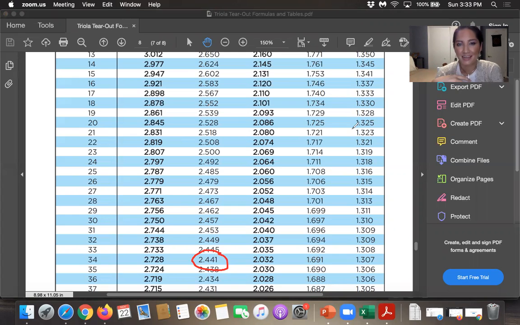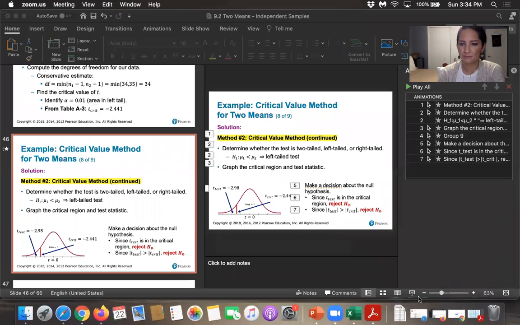But you just multiply by -1 to get the critical value on the left side rather than on the right side. Since it's a left-tailed test, our critical value is going to be to the left of the mean in the student t distribution, and the mean is 0. So it's going to be a negative value. So t is -2.441, using that conservative estimate of the number of degrees of freedom, and remembering that we're dealing with a left-tailed test.